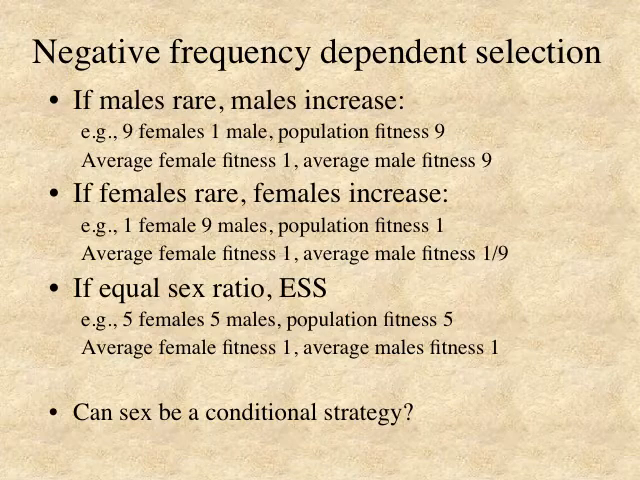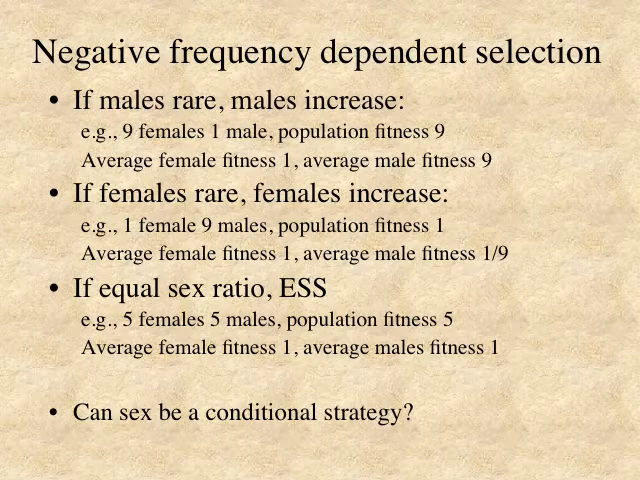So the negative frequency dependent part comes because, as I said, each kid is produced by a genetic father and a genetic mother. So the proportion of males and females in the population is going to be determined by their average fitnesses. So imagine you have a population that has 9 females and 1 male. Each female produces 1 kid. So the population fitness is 9.